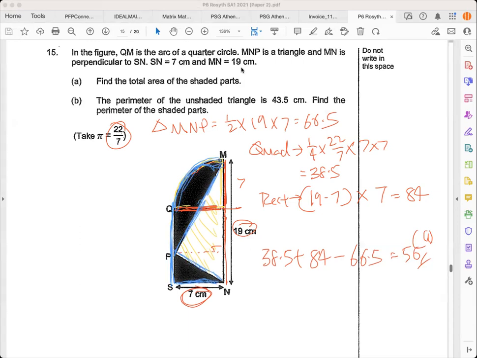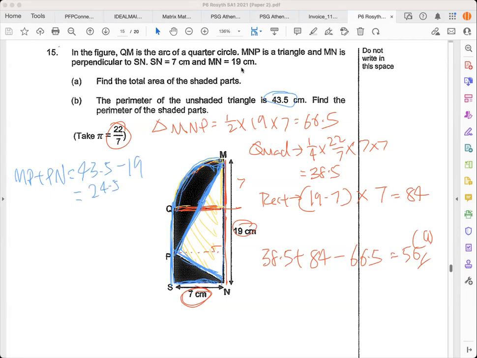So let's find out this length, NP plus PN. Let's find out what NP plus PN is. NP plus PN is the perimeter of the triangle, which is 43.5, minus away 19, right? So the perimeter of the triangle minus away 19, which is this line, you will get NP plus PN, and that gives you 43.5 minus 19, which is 24.5.